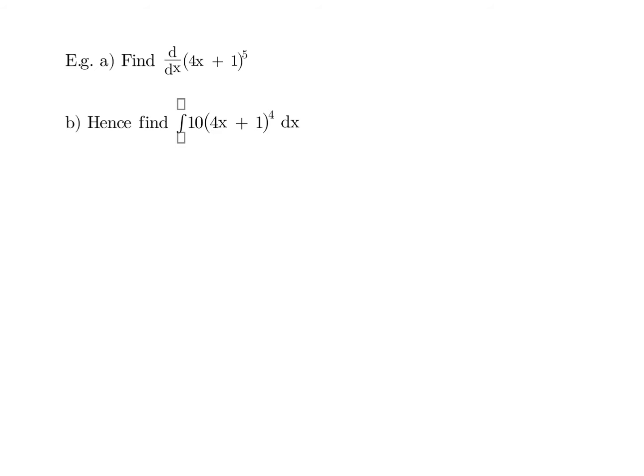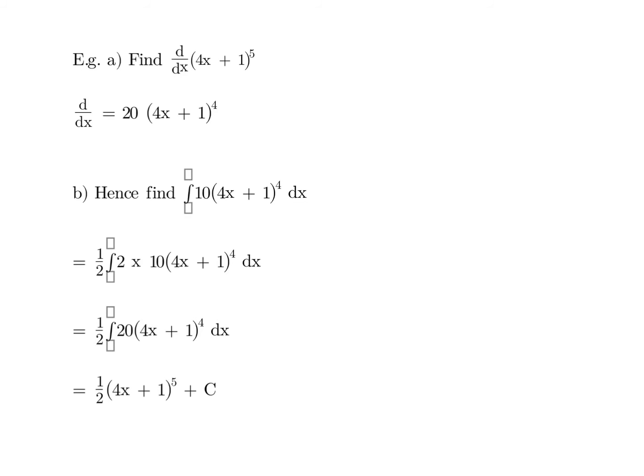So let's have a look at a couple of examples. The first one: we're actually going to differentiate 4x plus 1 to the power of 5. And using the derivative, we're then going to integrate, or anti-differentiate, 10 outside of 4x plus 1 to the 4.